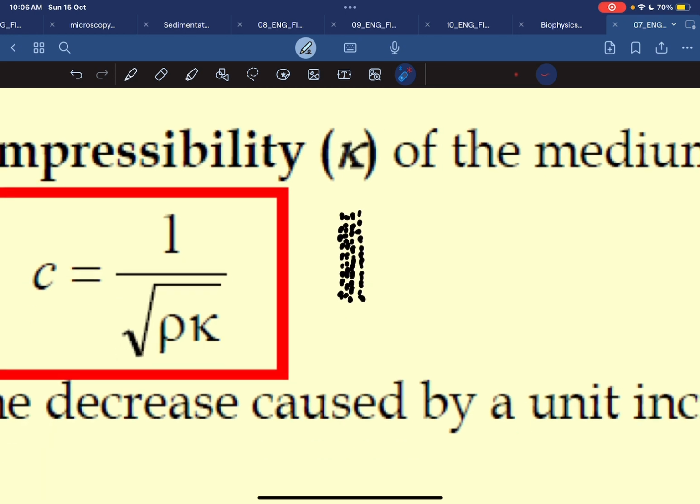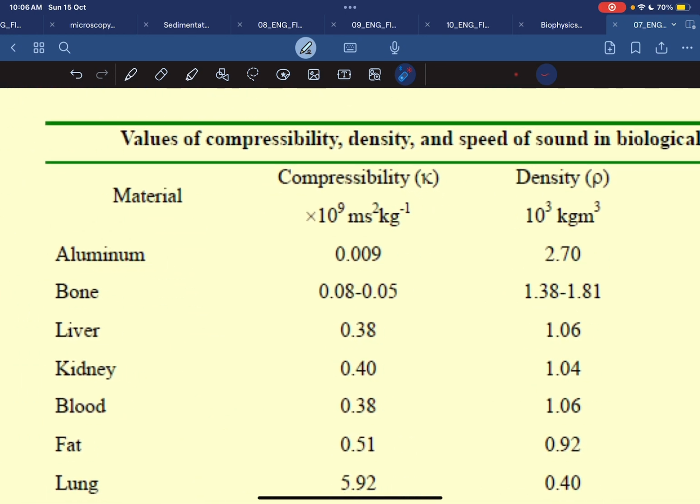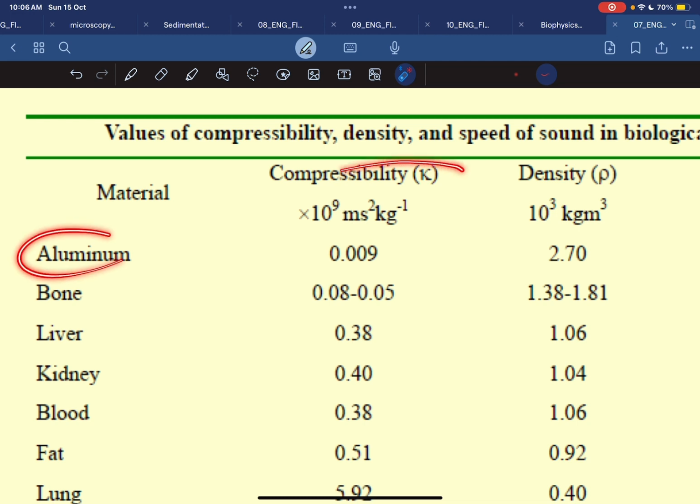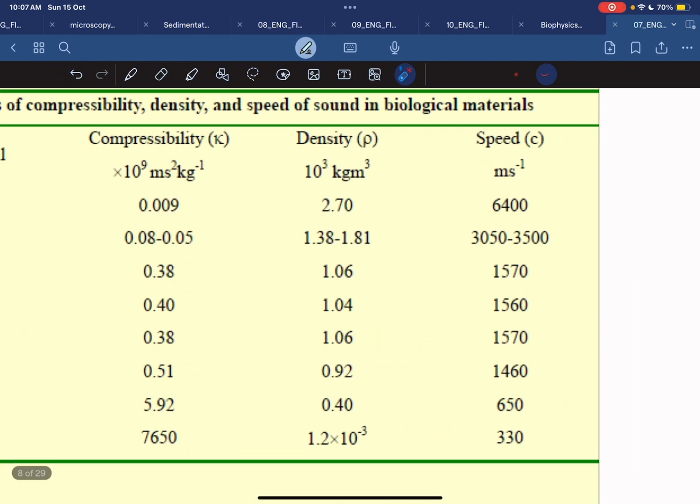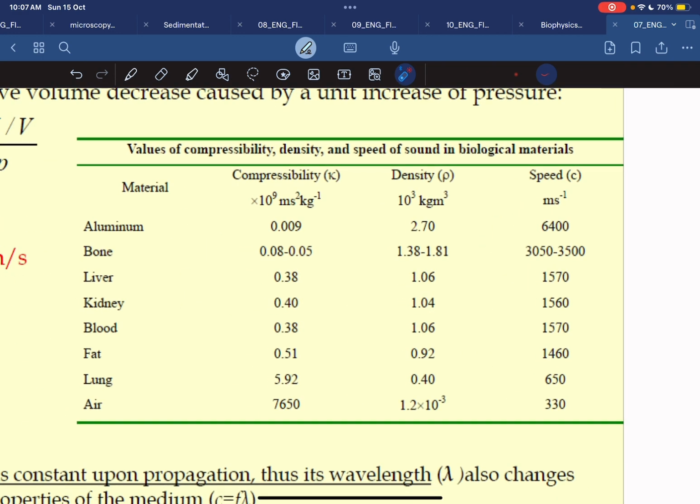Okay? Over here you can see aluminum, a material with high density, the highest out of all the others. So we can see that the compressibility is very low, 0.009. So you can see the speed is the highest in aluminum. Now, if we were to take something that is less dense, like air, that's very low in density, but then you can see the compressibility goes through the roof. So that's why the speed ultimately decreases.